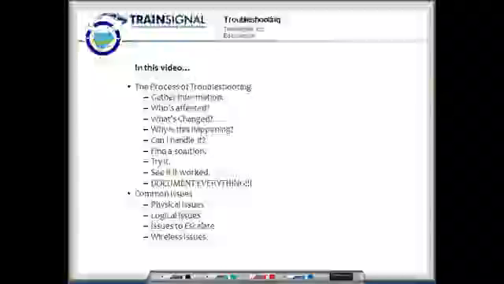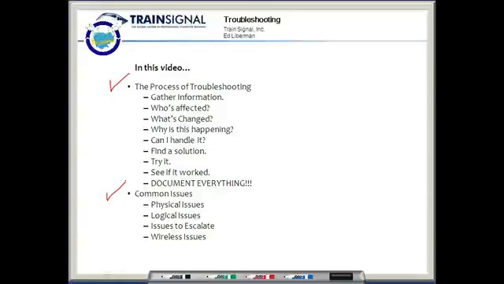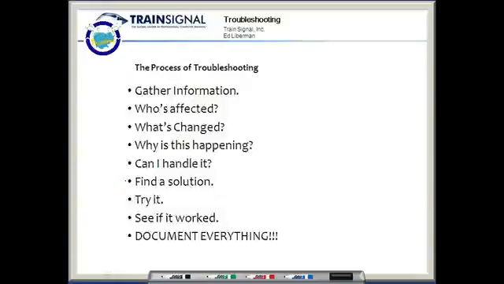We're going to break this video into two main components. We're going to start off by talking about the overall process of troubleshooting. And then after we look at the process of troubleshooting, we'll go in and take a look at some of the common connectivity issues that we can run into in our networks. So first, let's talk about the process of troubleshooting.